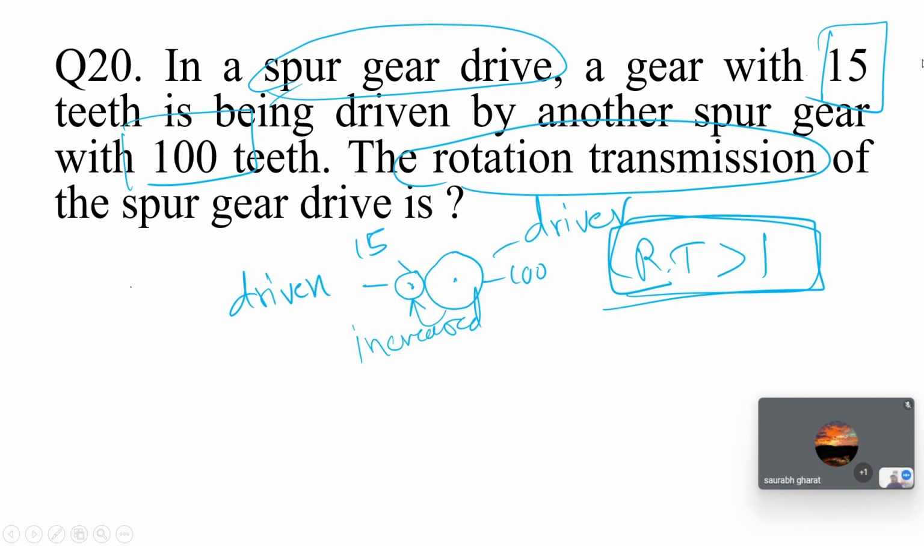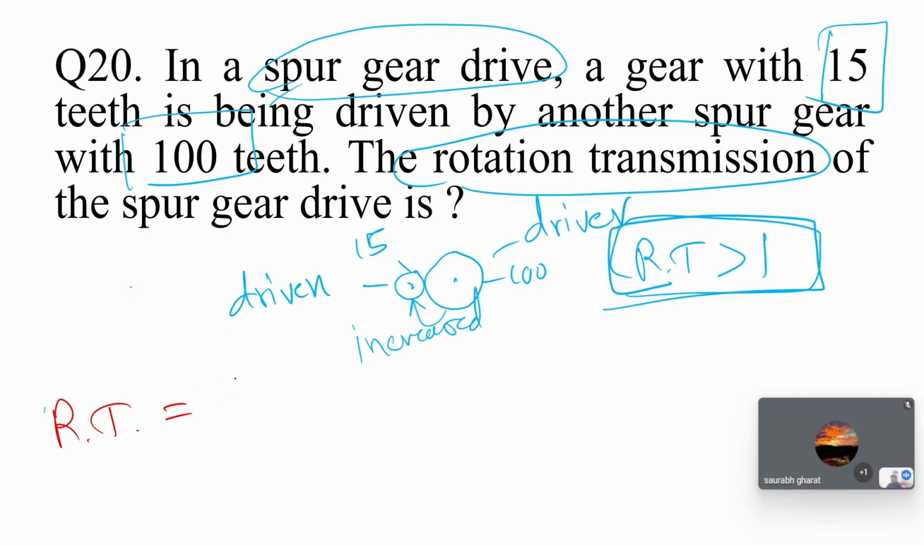If you know what is your RT, that means your rotation transmission, write it as RT. Okay, this is your RT because it is a rotation transmission. Right now, just write it as RT. So what is the formula for RT?